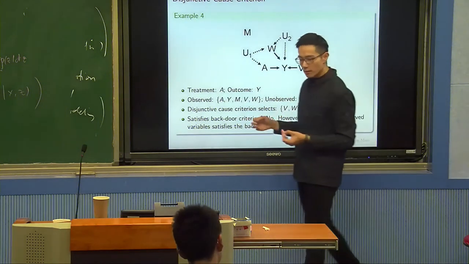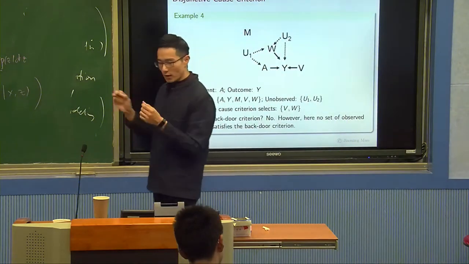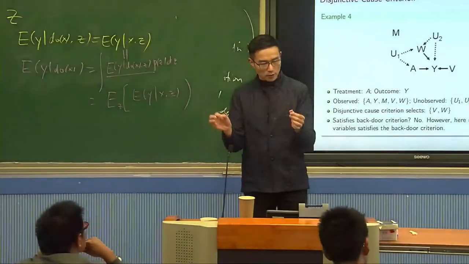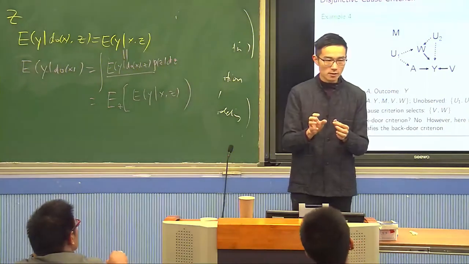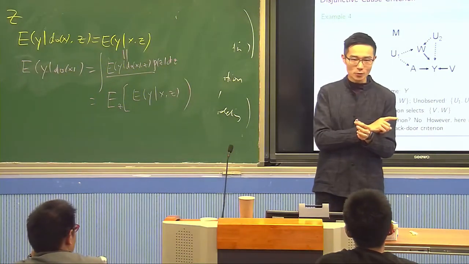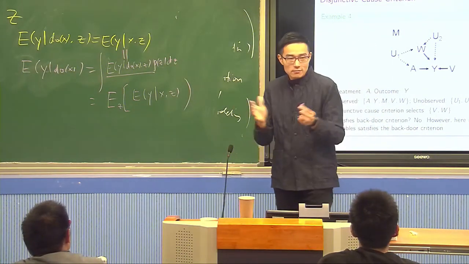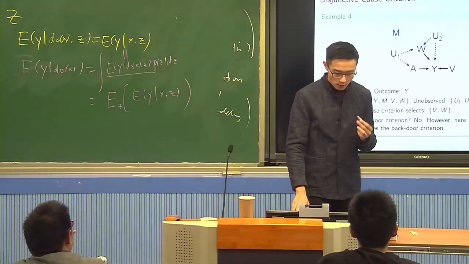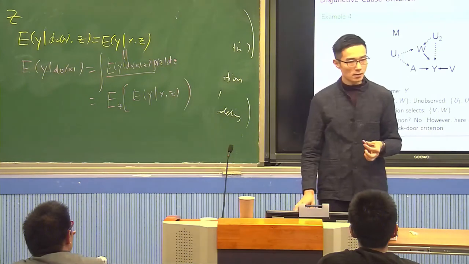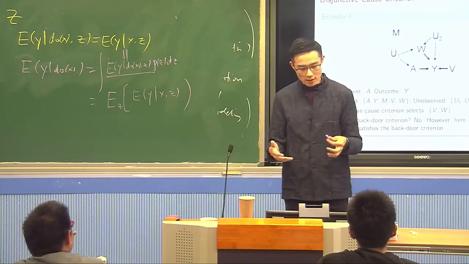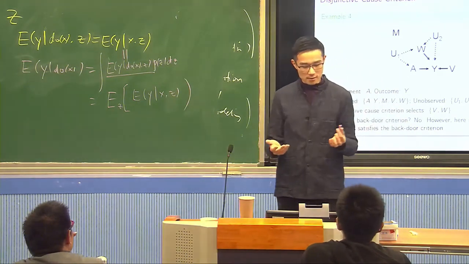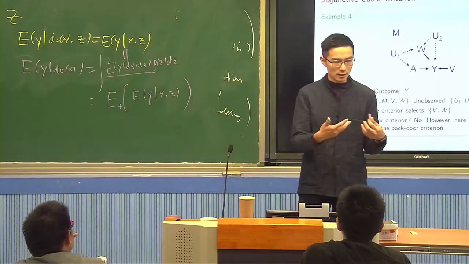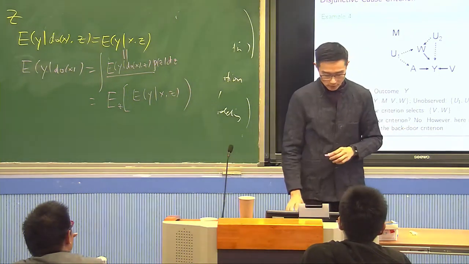So in other words, if there is a way to block all the backdoor paths using observed variables, then the disjunctive cause criteria would work. If there's no way to do that, then it wouldn't work. So this is very simple. That's why you can use the disjunctive cause criteria, because the theorem says that if there is a way to do that, then it will be in the variables selected.